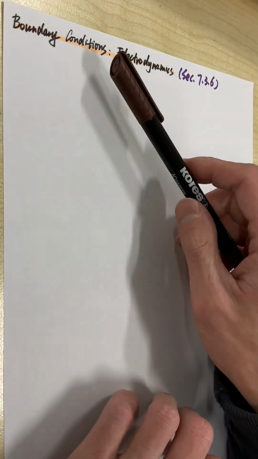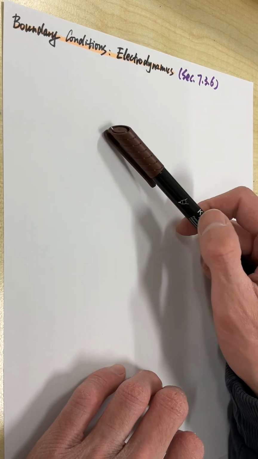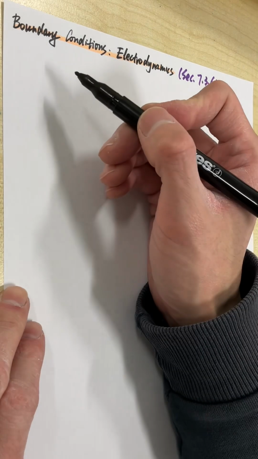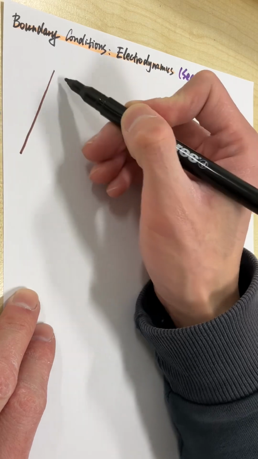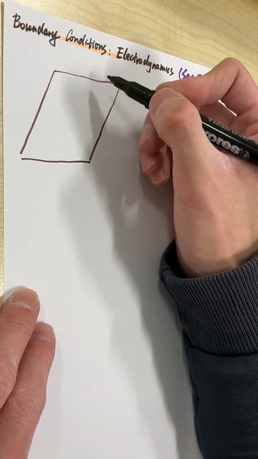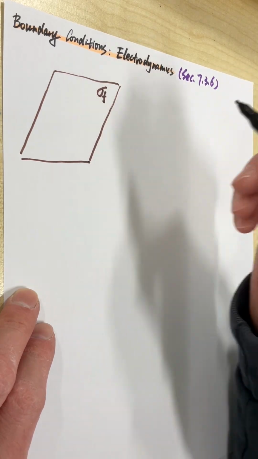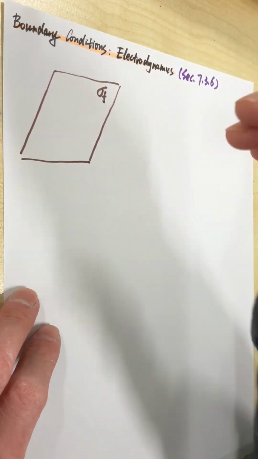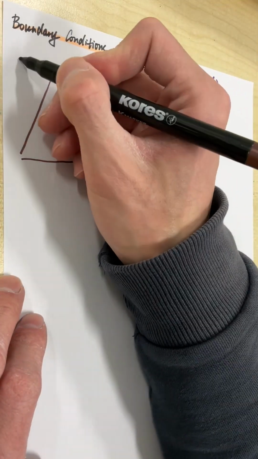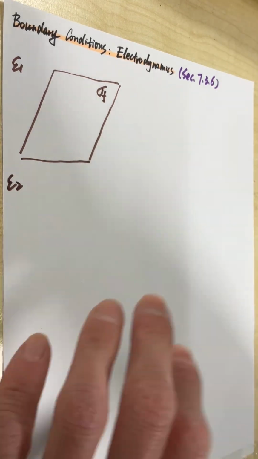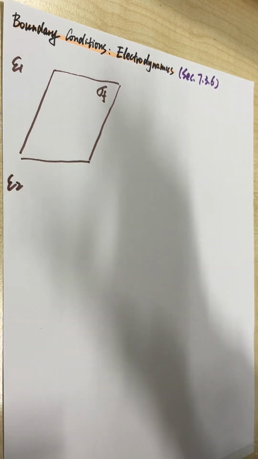Finally, we need to investigate the boundary conditions for both the electric field and the magnetic field in electrodynamics. So let's look at the electric field first. So we have a surface, but we have the free surface charge density. And then the surface above, we have epsilon 1. Surface below, we have epsilon 2. So these are two media. It's no longer free space.